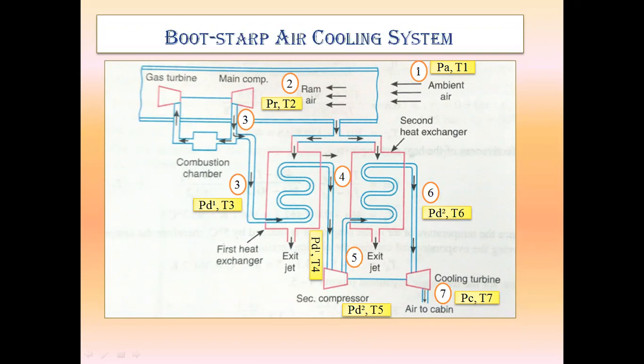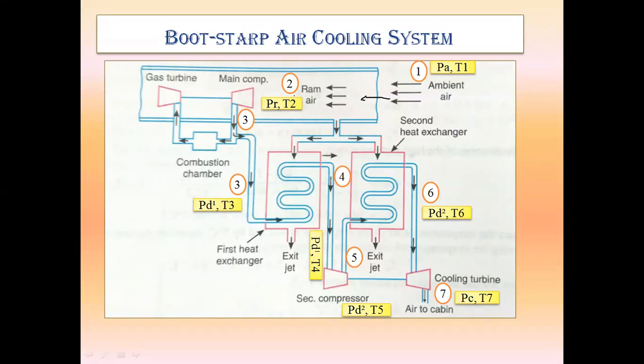So that will be considered as point number 1. Similar to the simple air cooling system, the ambient air will be taken inside the aeroplane because of the ramming effect. The 1 to 2 process will be called the isentropic ramming process. If that process is ideal, it is considered isentropic ramming, but actually it will be a polytropic ramming process.